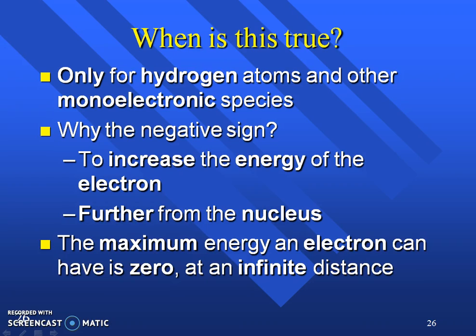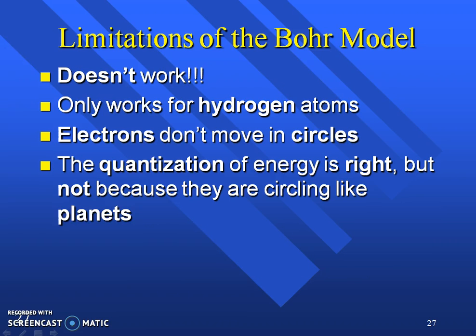So why the negative sign? Because again, to increase the energy of the electron, it moves further away from the nucleus, okay? So the maximum energy an electron can have really is 0, right? At an infinite distance. So the limitations of this Bohr model that he came up with is that it really doesn't work for any other element except for hydrogen.